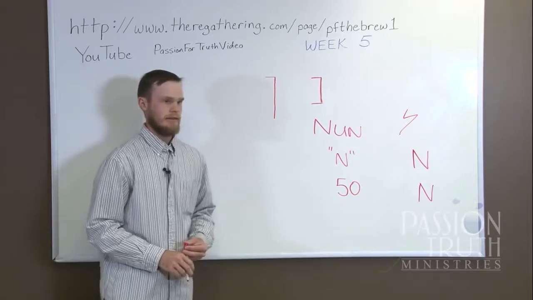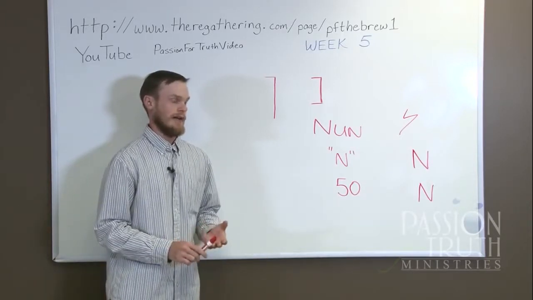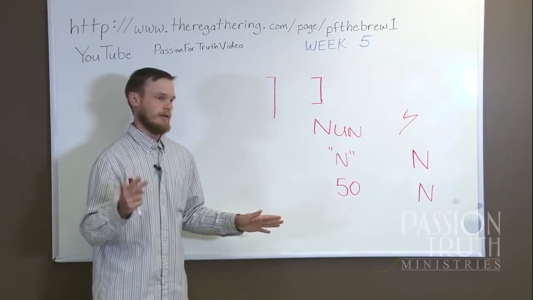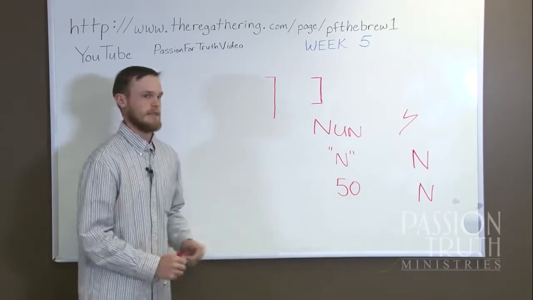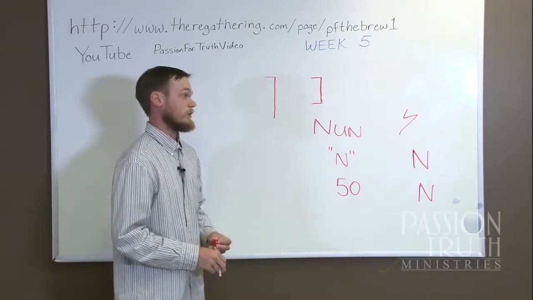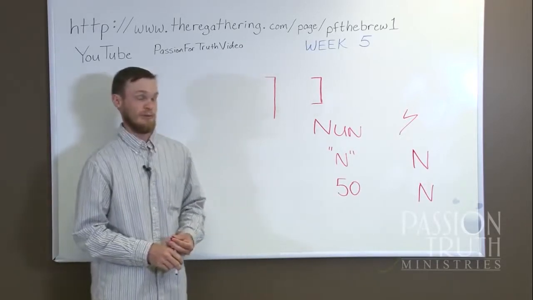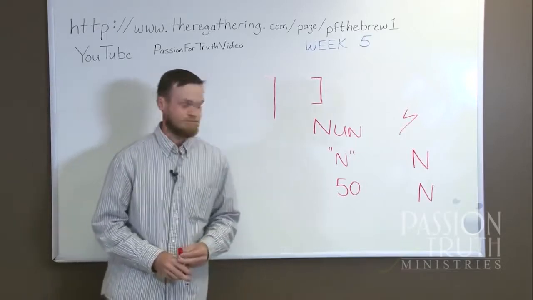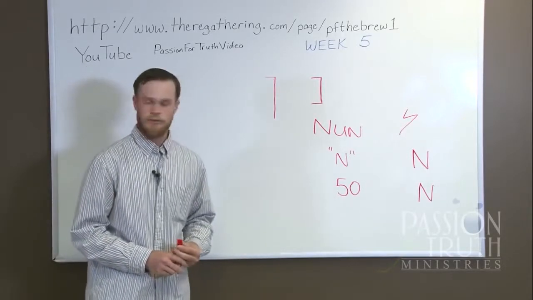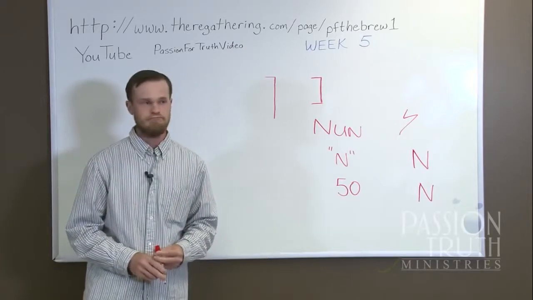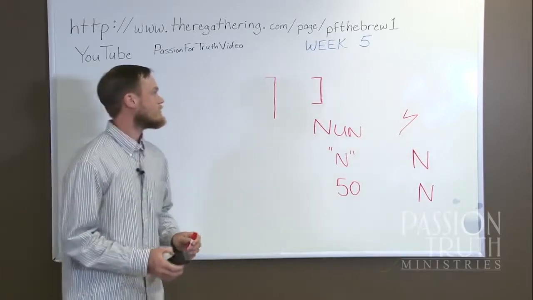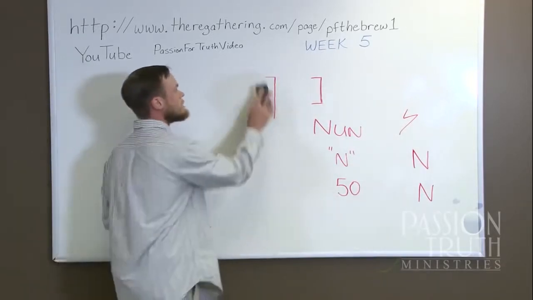Just like in Hebrew, we've got Yud, Kaf, Lamed, Mem, Nun. That corresponds to our J, K, L, M, N in English. Or iota, kappa, lambda, mu, nu in Greek. Okay? Any questions about the nun? All right.